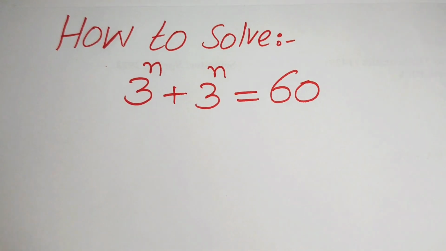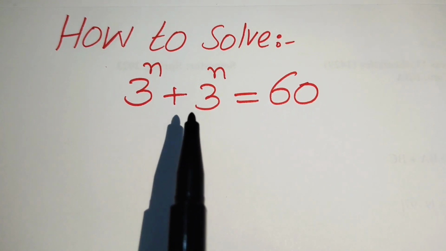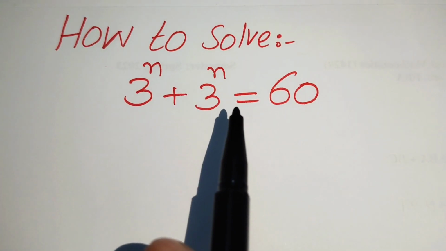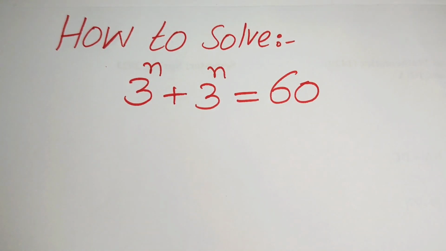Hello everyone, welcome to solve this math Olympiad exponential equation problem. Here we have 3 to the power of n plus 3 to the power of n equals 60, and we solve this problem for the value of n.